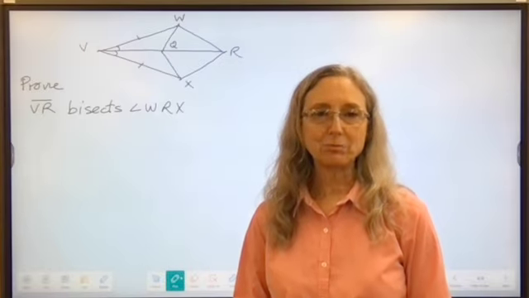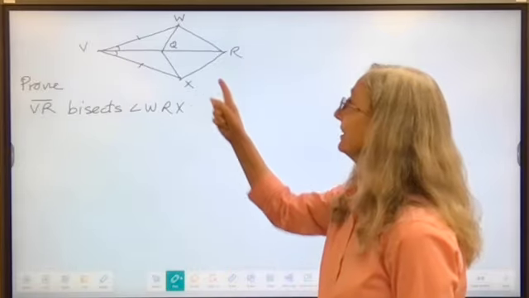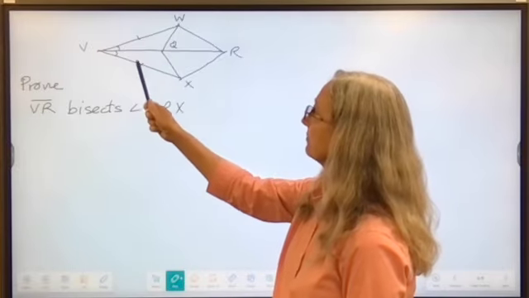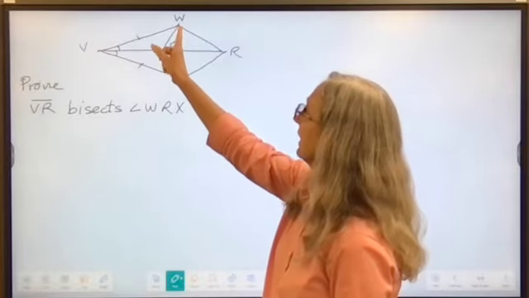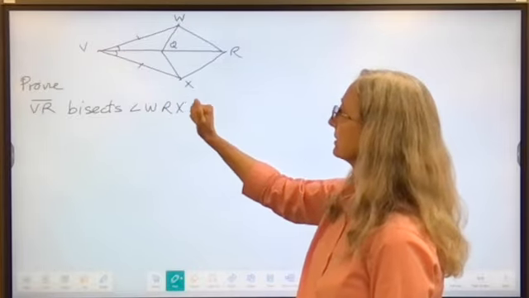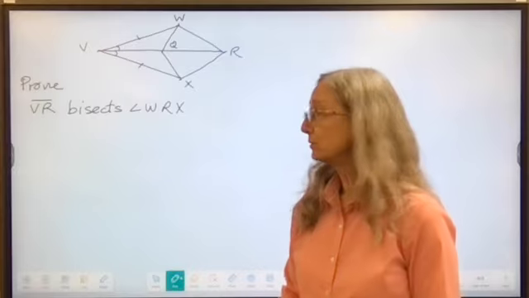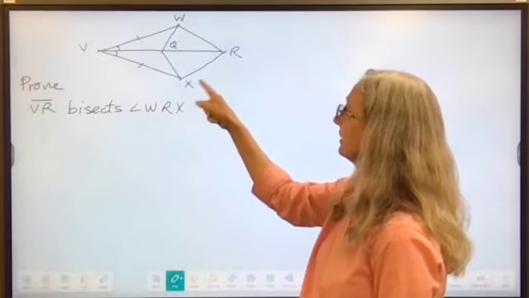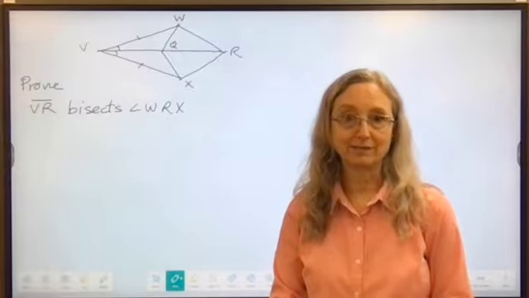Okay, here's an example of a type of problem that involves overlapping triangles. Here is the diagram. We are given that VW is congruent to VX and that angle WVQ is congruent to angle XVQ. What we're asked to prove is that this segment VR bisects this angle WRX. How in the world would we do that?